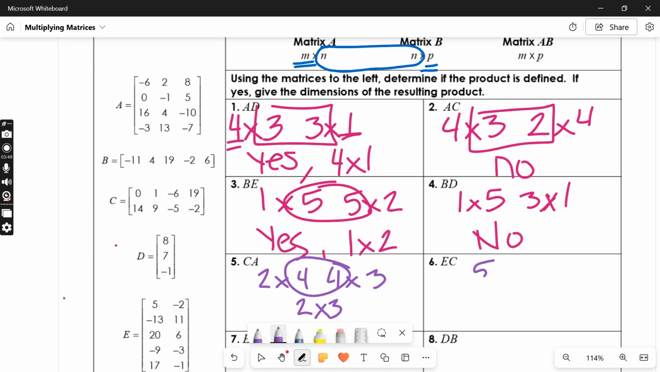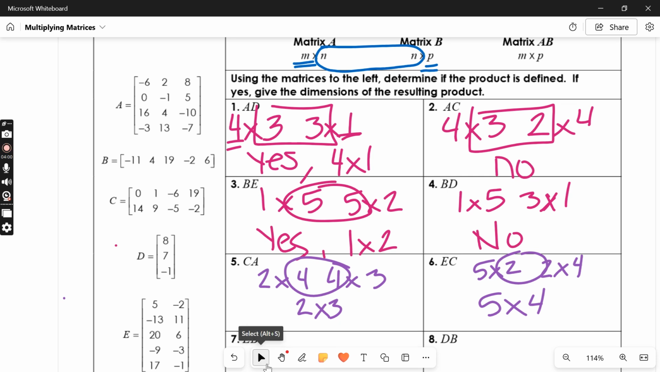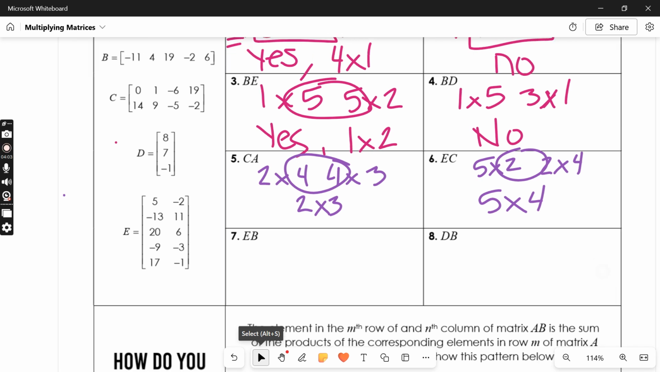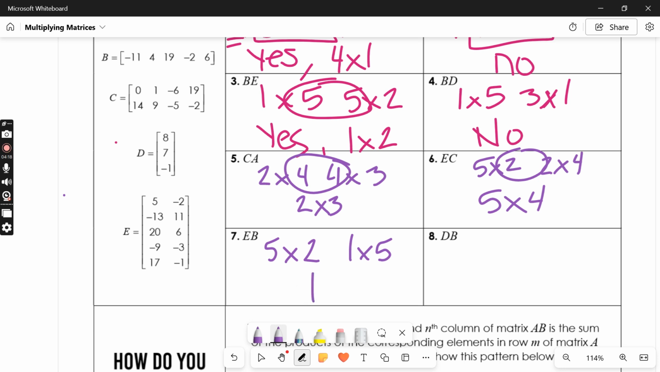Okay, we have a 5 by 2, and C is a 2 by 4. They match in the middle, so we would have a 5 by 4. Hopefully we're doing okay so far. Just checking to see if we could even multiply them together. E is a 5 by 2. B is a 1 by 5. So we would say no, because they do not match here in the center.